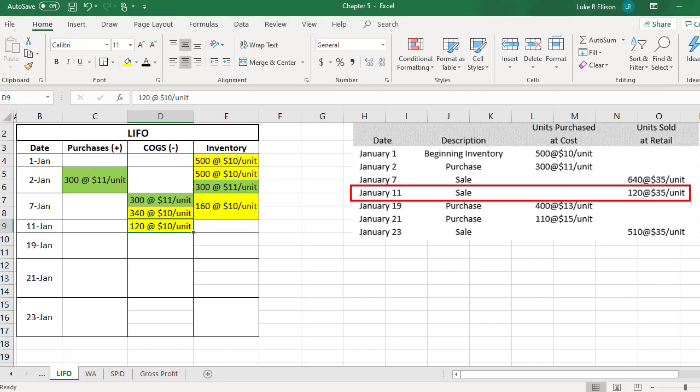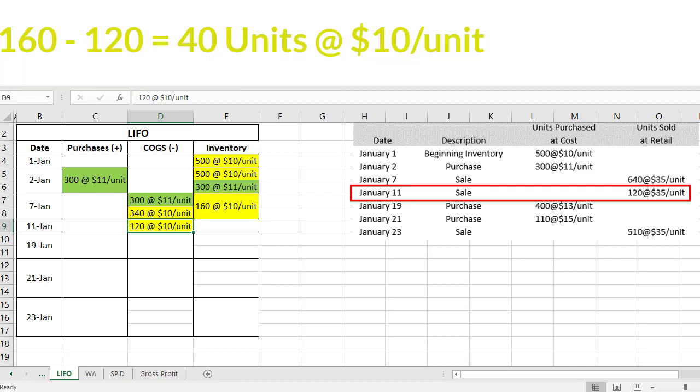Now for our inventory column, remember, cost of goods sold is a minus, so we must take the previous inventory and subtract any sales we made. So we take the 160 units in inventory minus the 120 sold to get 40 yellow units remaining.